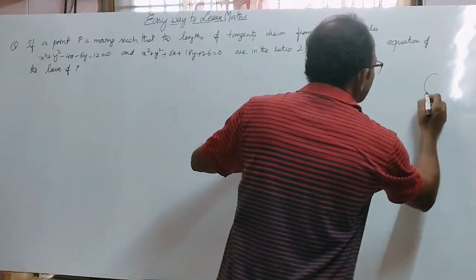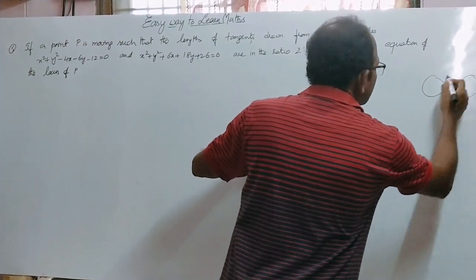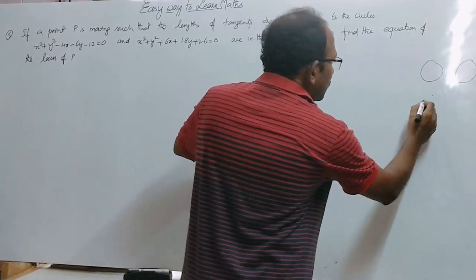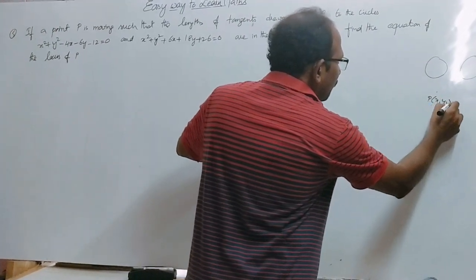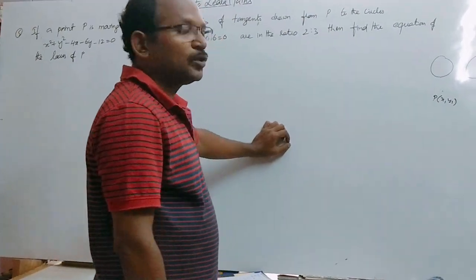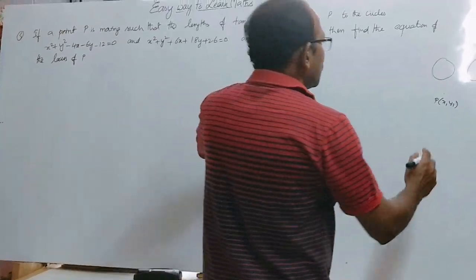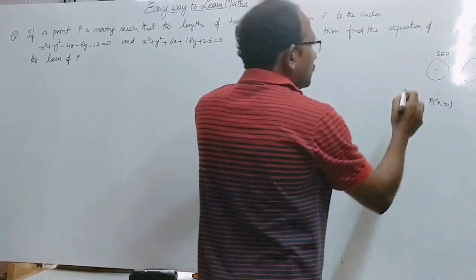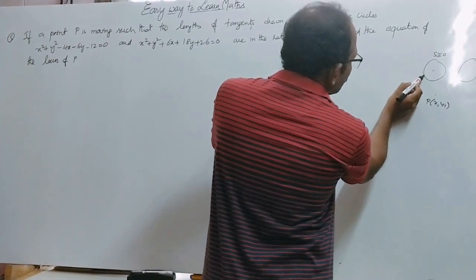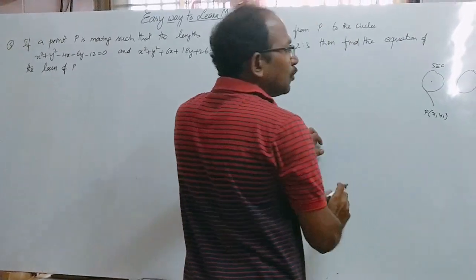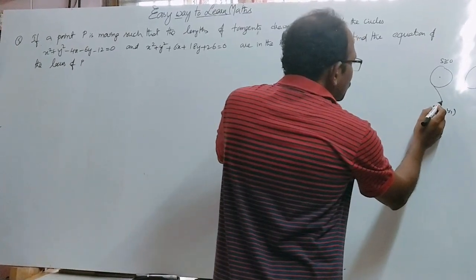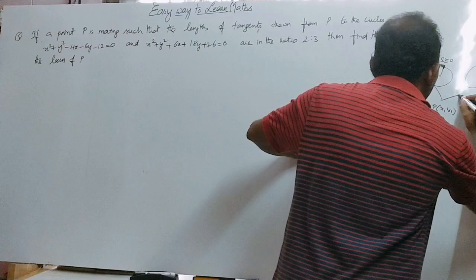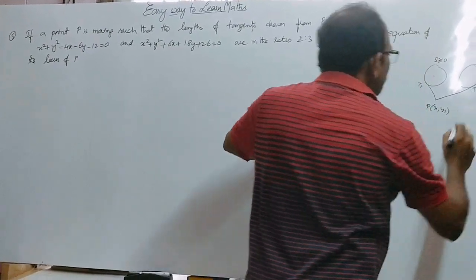Here 2 circles are given, and from a point outside these 2 circles, exterior, let it be P, x1, y1. Tangents are drawn to both the circles. For the first circle, let it be S, and for the second S dash, such that tangents are drawn from the point P to both circles. That is, to the first circle, let it be PT1, and for the second circle, let it be PT2.